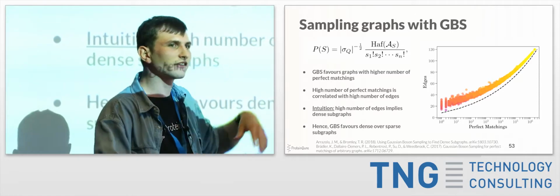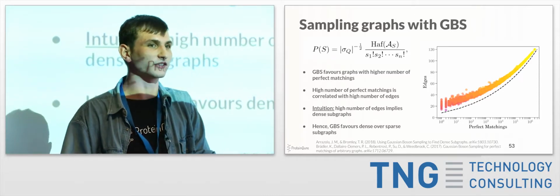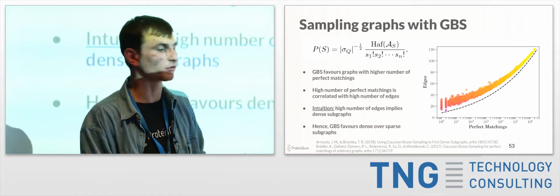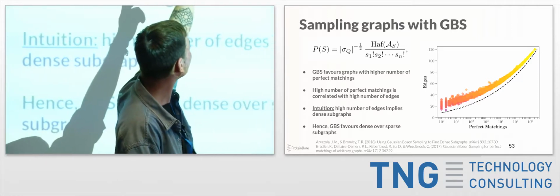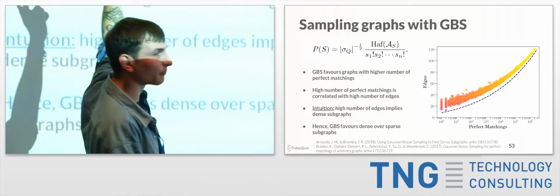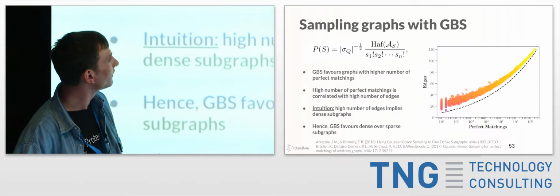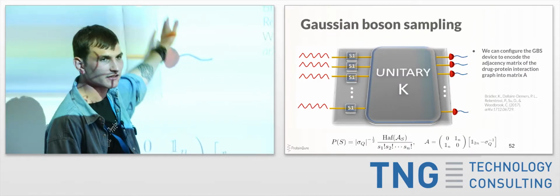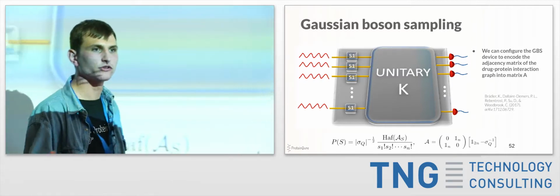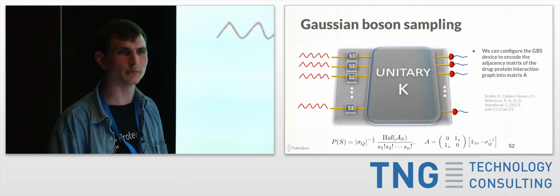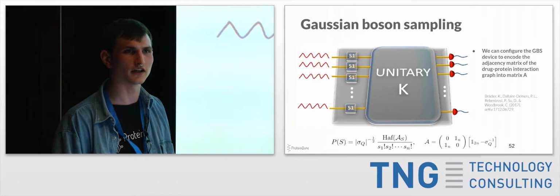And it might not actually be a great property for some other algorithms where you might try to find some sparse subgraphs or something like that. But because of this relation of the Hafnian to the probability of sampling a particular output distribution of this Gaussian boson sampler, that's why that probability tends to be skewed towards dense subgraphs. We can talk about that later in more detail if you want, but it's a kind of involved mathematical argument.